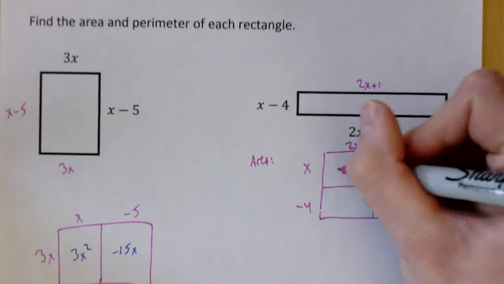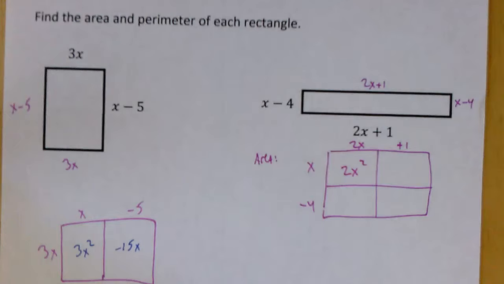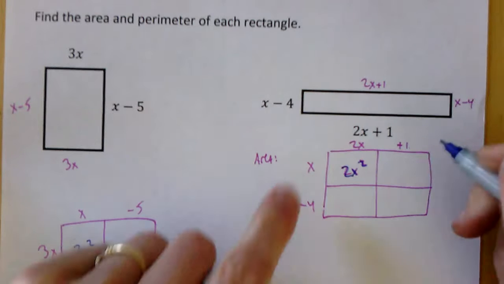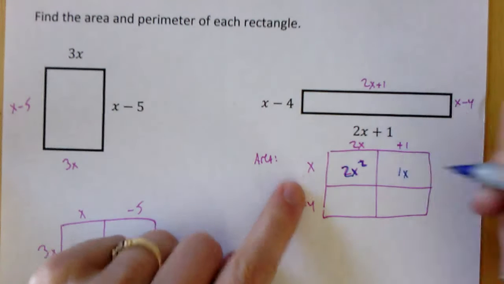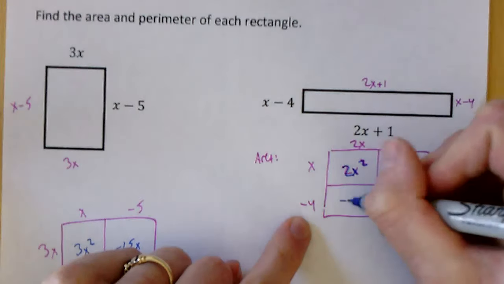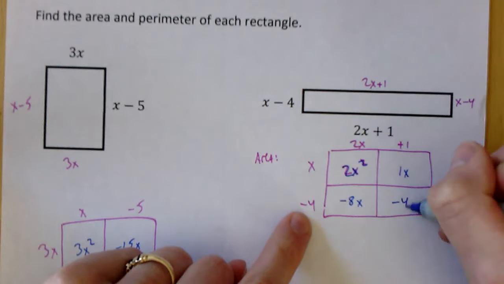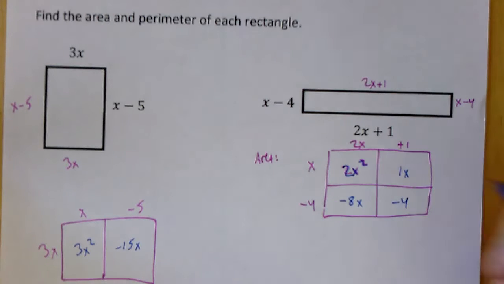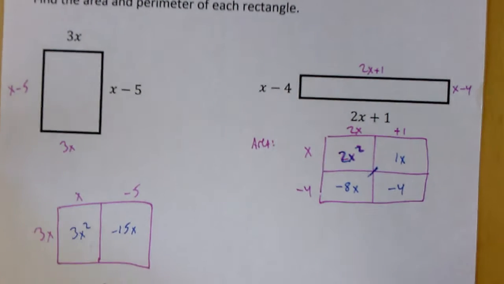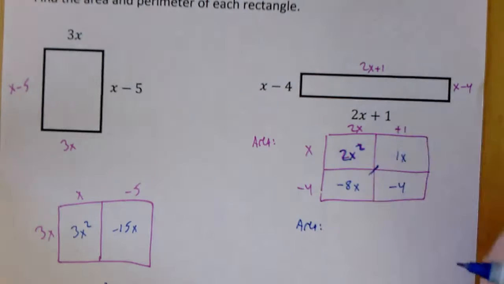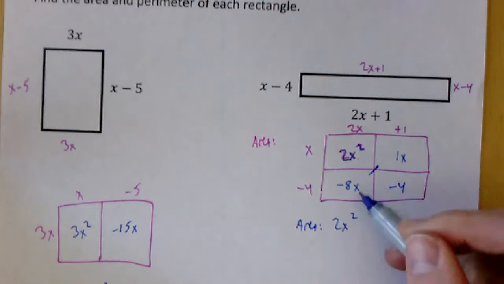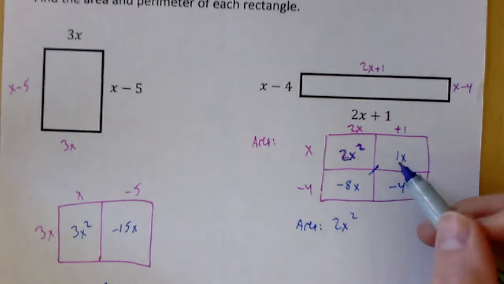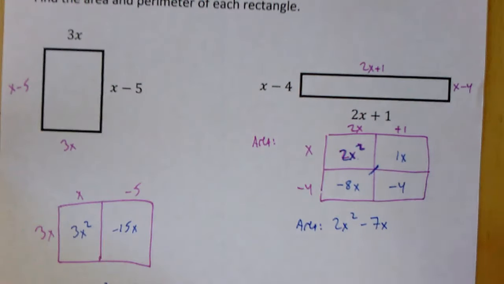So x times 2x is 2x squared. When I multiply these guys, x times 1 is just 1x. 2x times negative 4 is negative 8x. And negative 4 times 1 is negative 4. Don't forget to check for your like terms, usually on diagonals. So my area is going to be 2x squared, and then negative 8x plus 1x, so 8 fires, 1 bucket of water, that's 7 fires, so negative 7x, and then minus 4. All right, easy enough. That was my area.